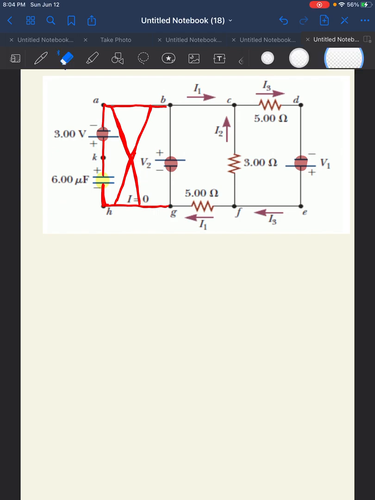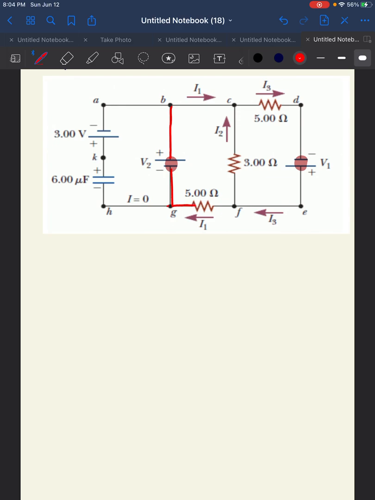So what we're most interested in is the circuit I'm highlighting in red right now. This circuit is what we're most interested in.